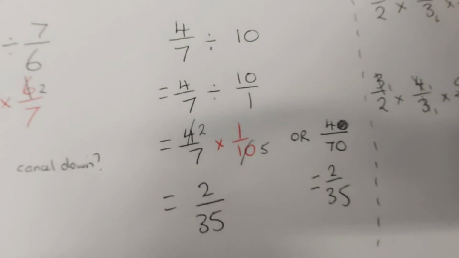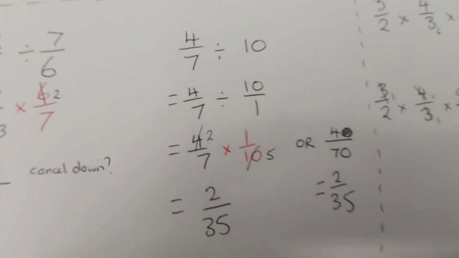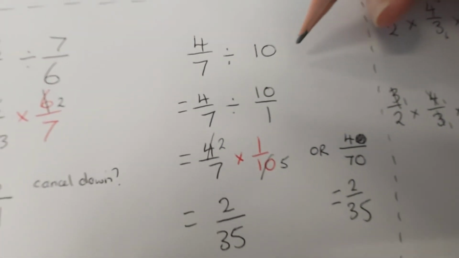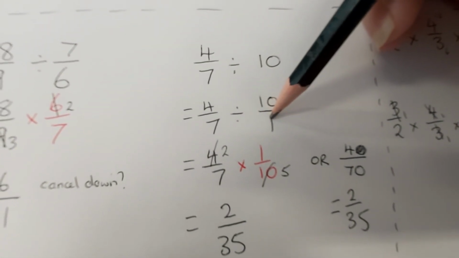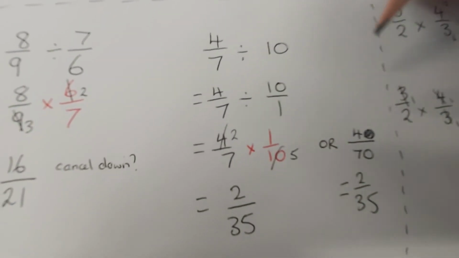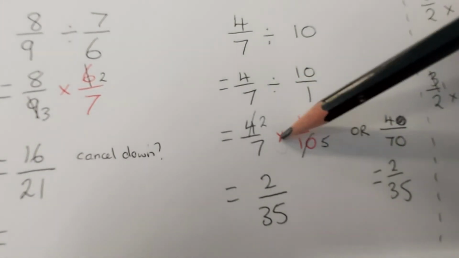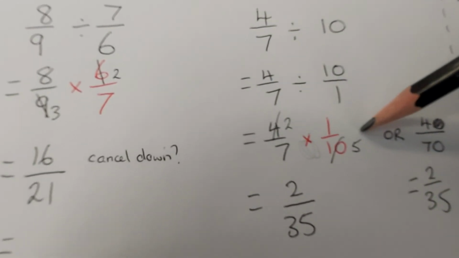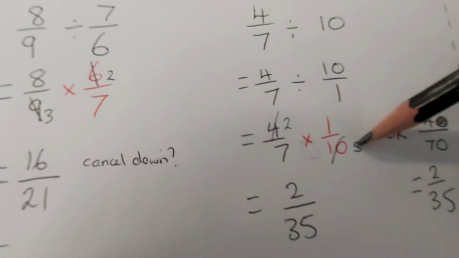Next question. So 4/7 divided by 10. We've looked at these before, and I always say to you, if this is confronting, make sure you put the 10 over 1, because 10 over 1, or 10 lots of 1, is the same thing as 10. And once you've done that, because it's divide, the first thing you need to do is change that to a multiplication and find the reciprocal of 10 over 1, which is 1/10, of course.